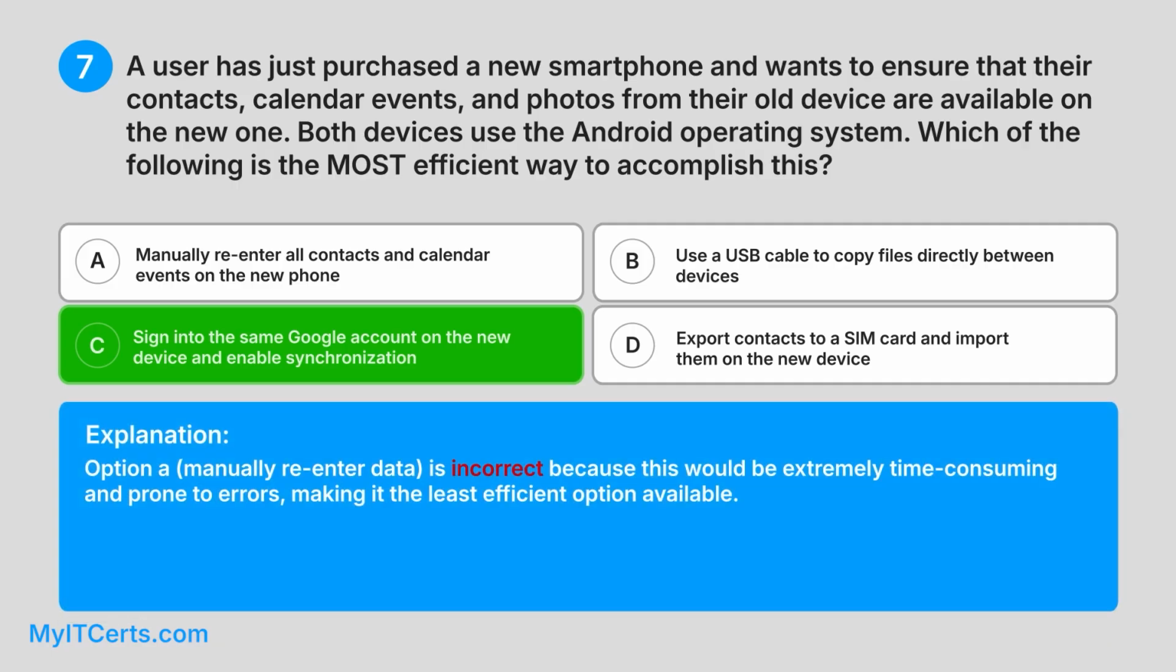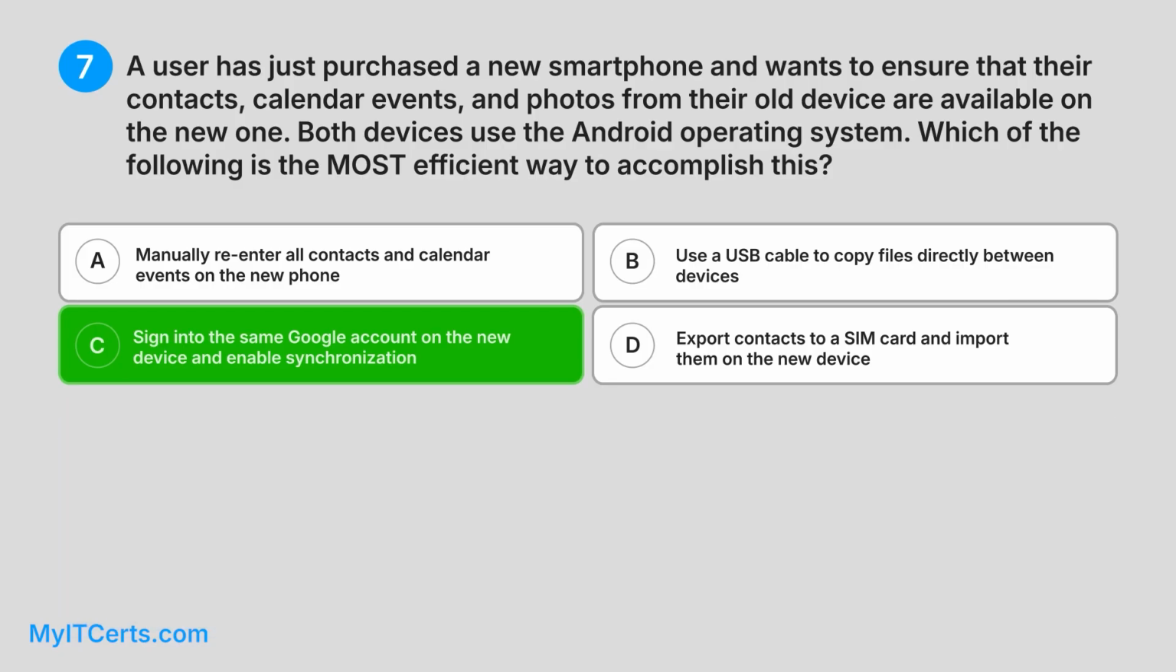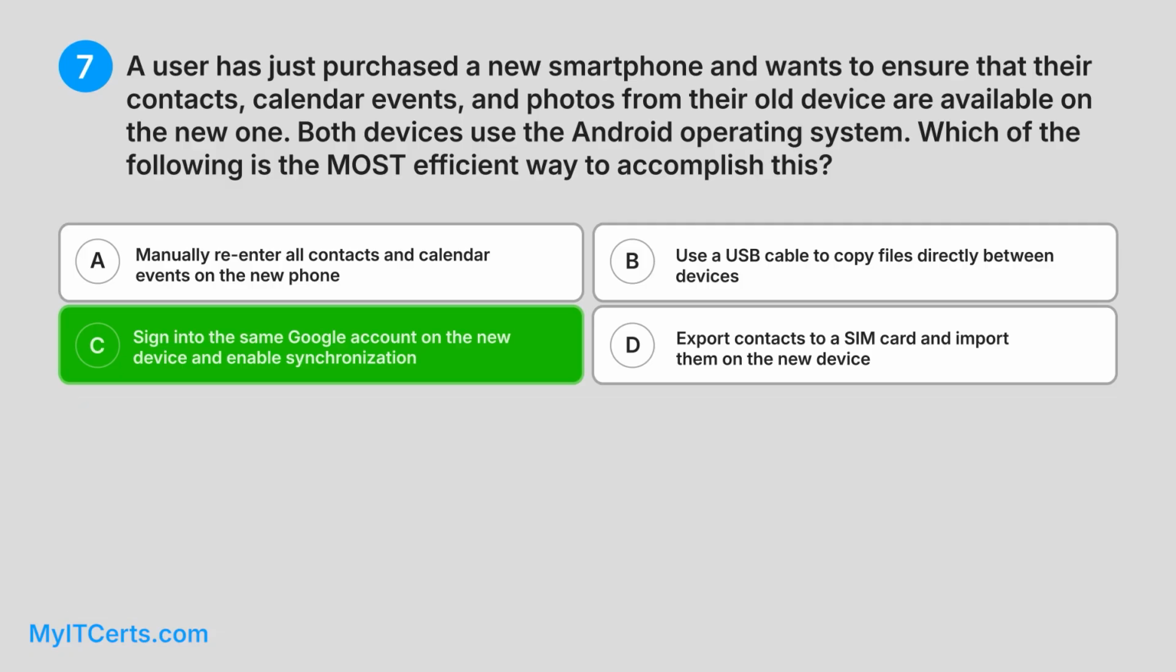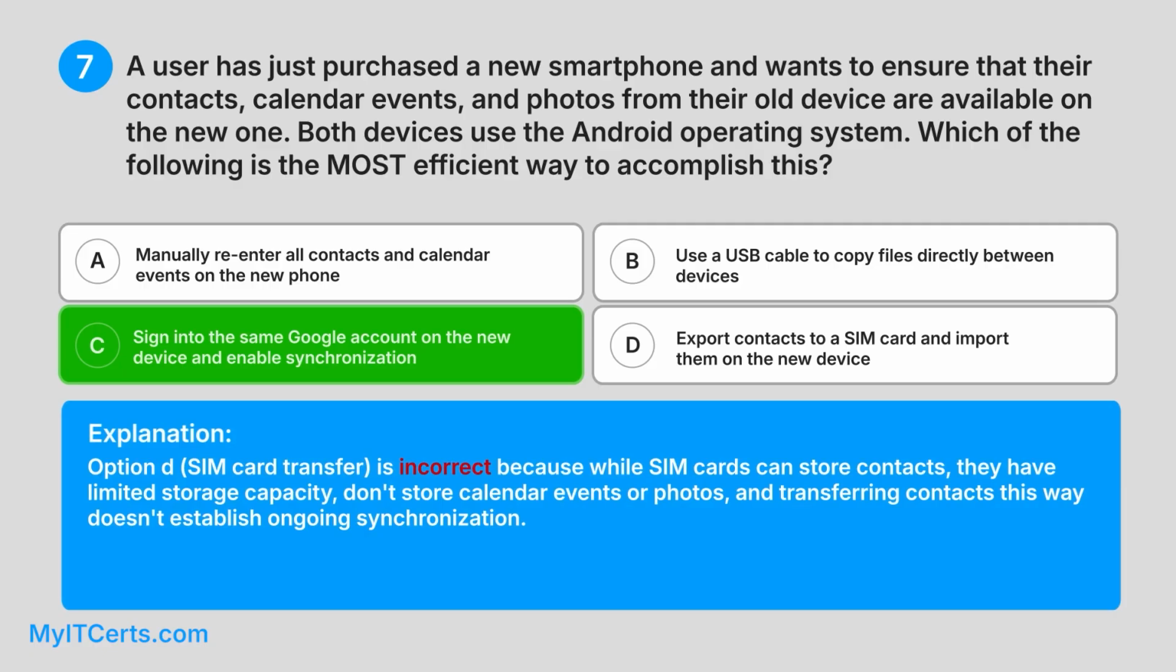Option A is incorrect because this would be extremely time-consuming and prone to errors, making it the least efficient option available. Option B is incorrect because while this could work for photos, it's a more complicated process that would require additional steps and might not properly transfer all contacts and calendar events with their metadata and synchronization capabilities. Option D is incorrect because while SIM cards can store contacts, they have limited storage capacity, don't store calendar events or photos, and transferring contacts this way doesn't establish ongoing synchronization.